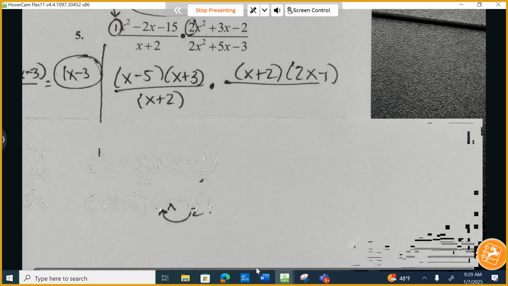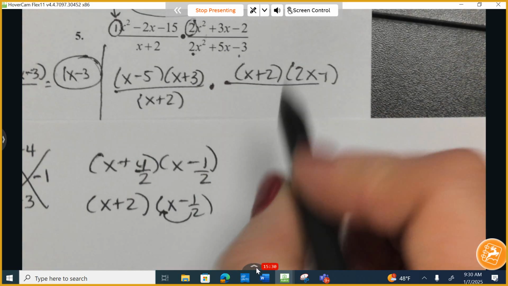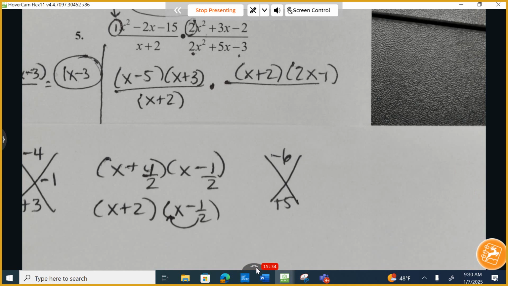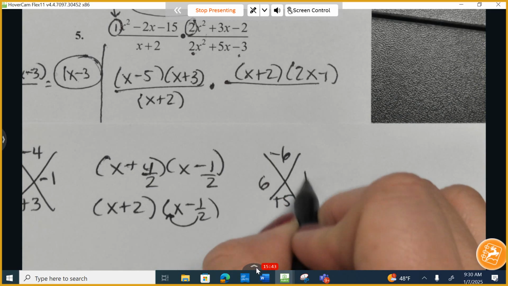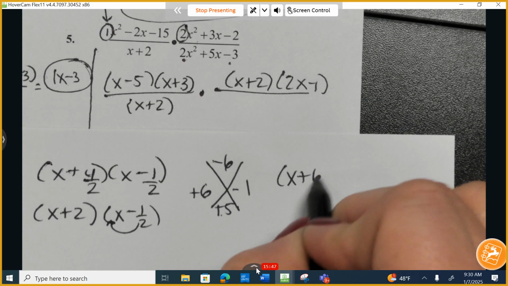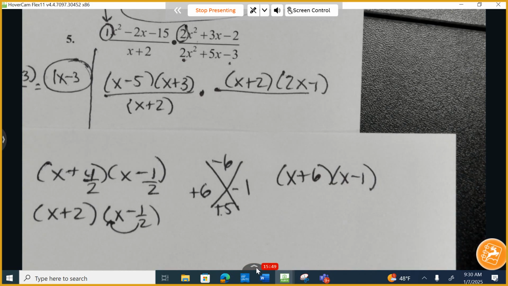All right. So I'm going 2 times -3. 2 times -3 is -6. What two values multiply to give me -6? Okay, they're different signs and combine to give me a +5. Different signs. That's going to be 6 and 1. The larger number is positive. So I'm going to write down x plus 6 and x minus 1.